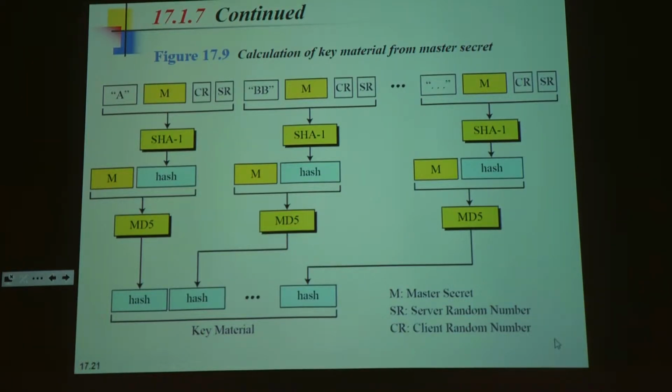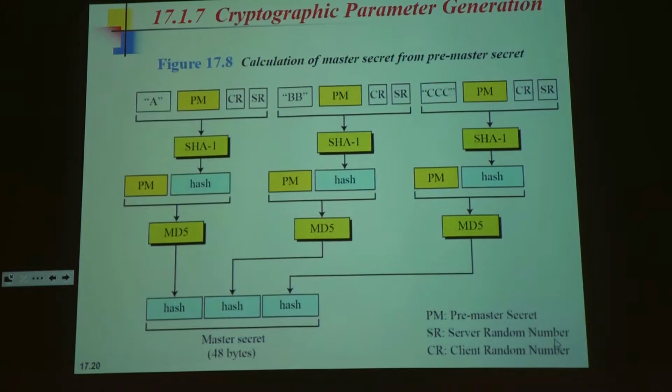So the parameters are generated using the following procedure. Number one, the client and the server exchange two random numbers. They have to exchange two random numbers. It's server random and the client random. Okay? One is created by the client and the other created by the server. Okay? Number two, the client and server exchange one pre-master secret. One pre-master secret using one of the key exchange algorithms like we studied before. Alright?